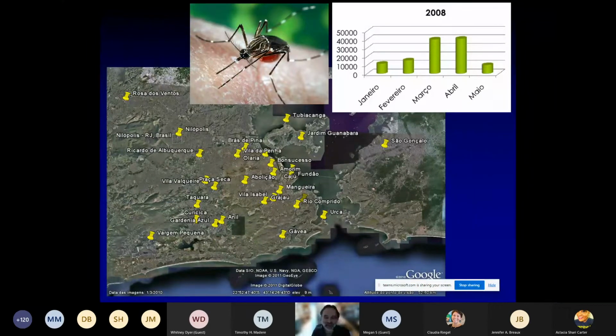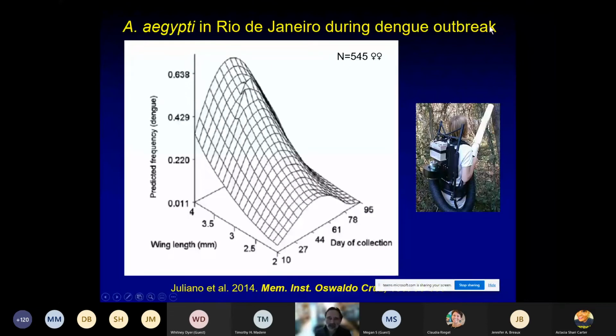This is the fitted regression function to these data. There were 545 females collected. You can see that the vertical axis is the regression prediction of the frequency of dengue among those females. The wing length is on this axis, and the day of collection across the months of dengue outbreak is across this axis. And the result is very clear. There is a monotonic, significant increase in the frequency of dengue infection as the size of the female mosquitoes goes up. This is clear evidence that that competition longevity hypothesis may well be the dominant feature in the field.